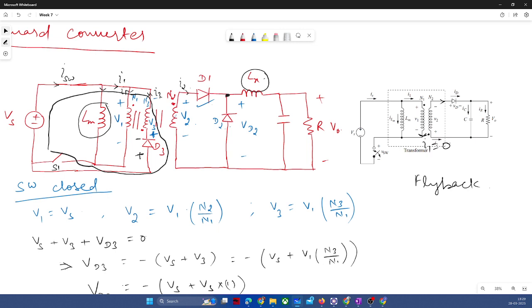Because if you are not able to see it in that way, then what will happen? When the switch is closed, V1 is equal to Vs, that is fine. And V2 will be equal to Vs into N2 by N1 in opposite polarity. So we are maintaining negative polarity here intentionally so that this diode should not conduct. When this diode sees the negative polarity across its anode, it will be reverse biased and no current will flow through the secondary. So it will force no current in the primary winding. That's the reason behind that converter. I am giving the reason why I1 was zero in flyback, not in forward, when the switch is closed.